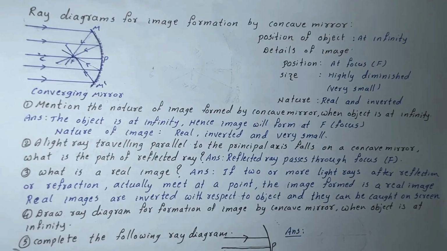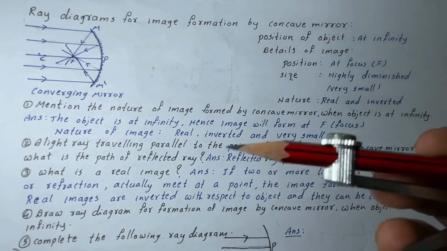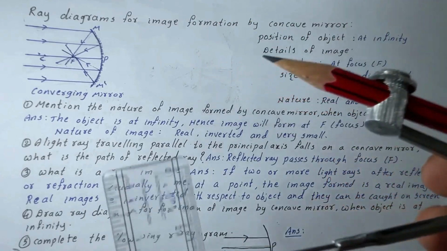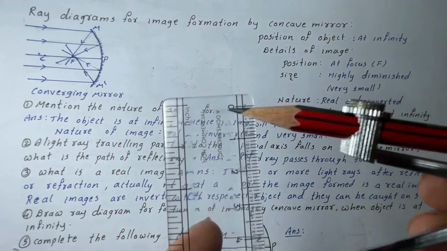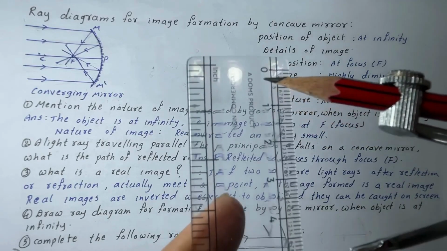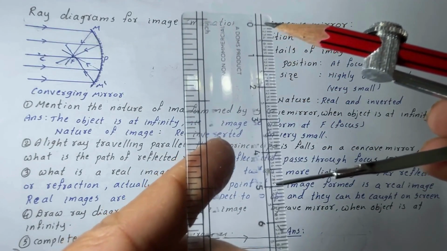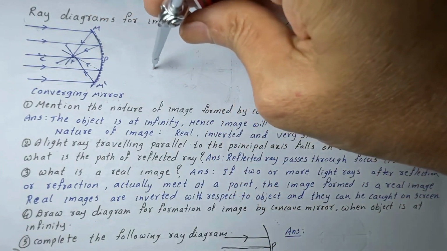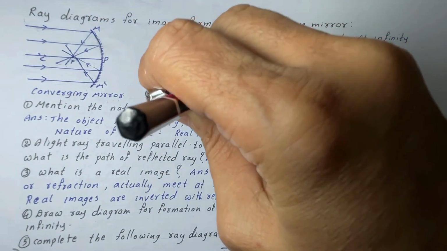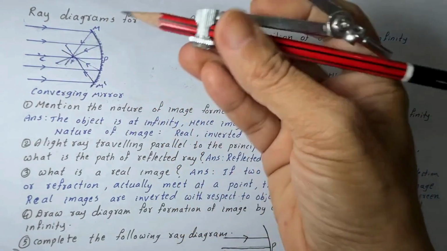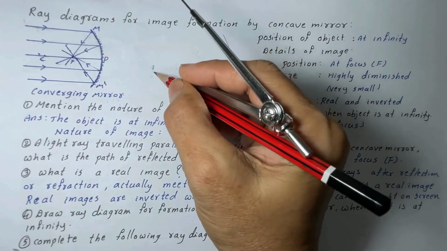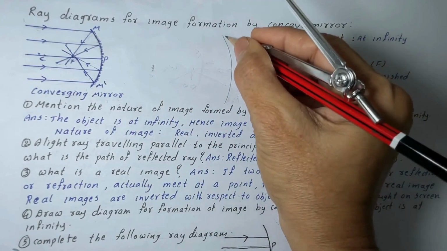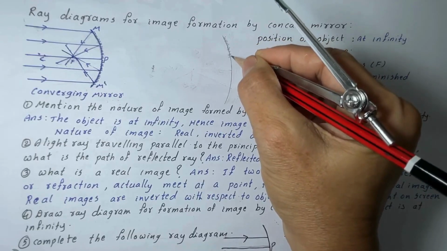Now we draw ray diagrams. Ray diagrams are useful to know the details of the image formed. To draw the ray diagrams, I am using a compass and a scale, and I am taking 5 centimeters of length. By using this 5 centimeters of length, draw one arc. This is an arc whose radius is 5 centimeters, and now shade the outer surface.